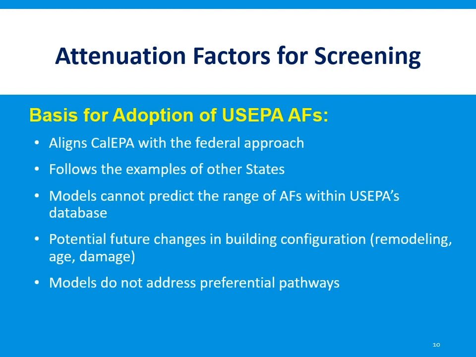Comparisons of the Johnson and Ettinger model to the empirical database show that the model cannot predict the range of attenuation factors observed by US EPA, and the model is biased low. Using the model may underpredict risk and lead to decisions that are not adequately protective. Potential future changes in the building may result in changes to the attenuation factor over time. So modeling for planned building use, or even sampling just after occupancy, may not be representative of the range of attenuation factors that a building could experience over the life of the structure. Finally, models do not address preferential pathways.